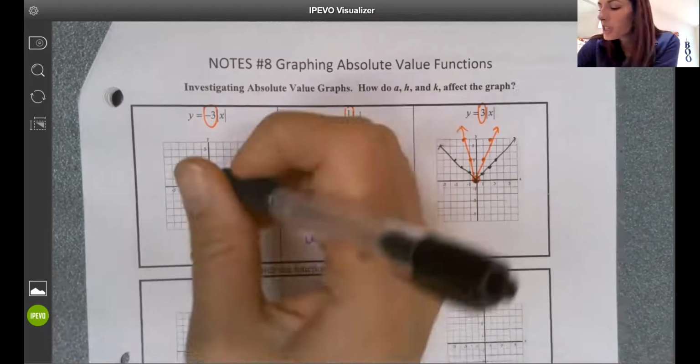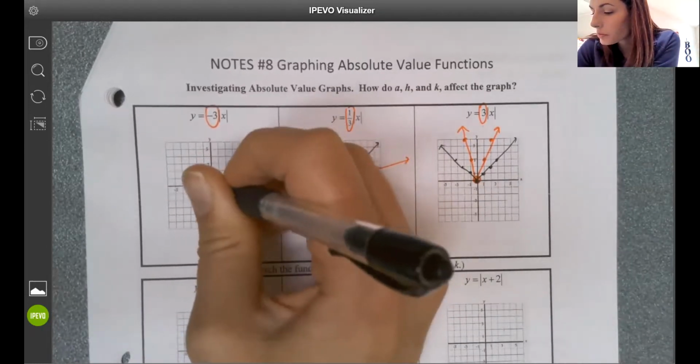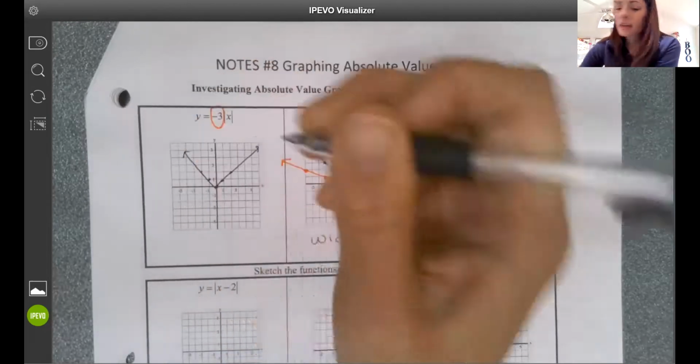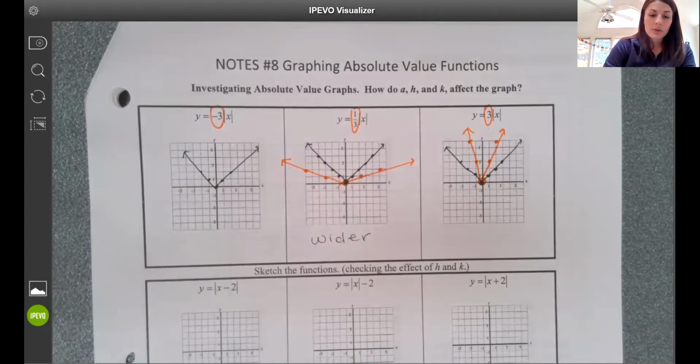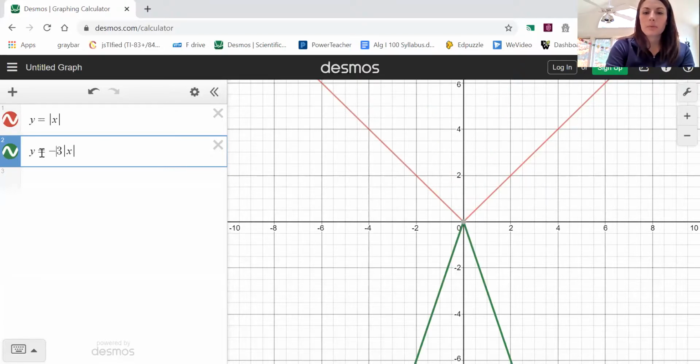So before I go back to Desmos, let's go ahead and draw in our original function again. Okay, so that's just y equals the absolute value of x. And now let's look at my Desmos screen. And let's throw a negative in front of that 3. And what happened? Our graph flipped over, okay?